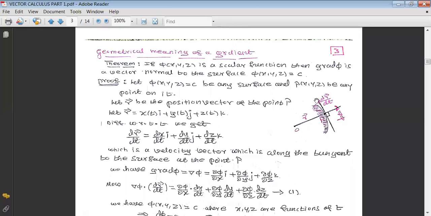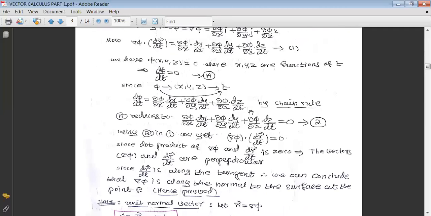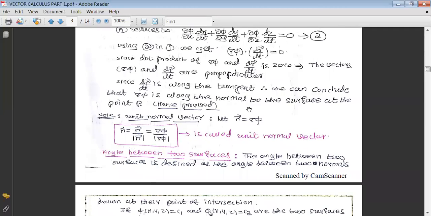This is a tangent, and a line perpendicular to the tangent is called normal. That's why del pi is a vector which is along the normal to the surface at the point P, and that is the required proof.